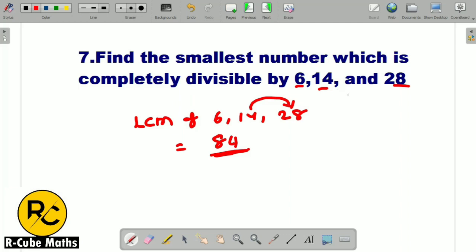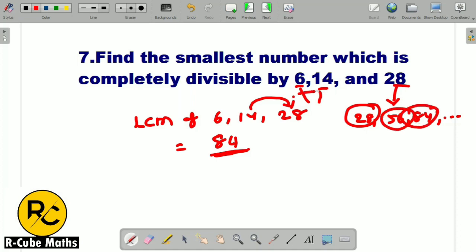The shortcut for LCM is to take any one of the given numbers. It is better to take the largest number. Write multiples of that number: 28, 56, 84 like that. Which least number is exactly divisible by the remaining numbers? That number is the LCM of all given numbers. Here 28 is not divisible by 6, 56 is not divisible by 6, and 84 is divisible by both 6 and 14. So 84 is the LCM. This is the shortcut method.